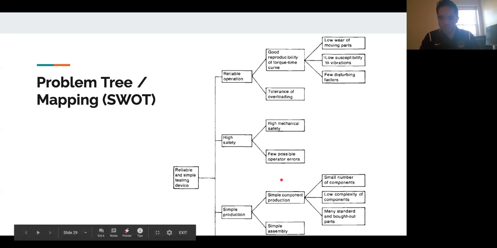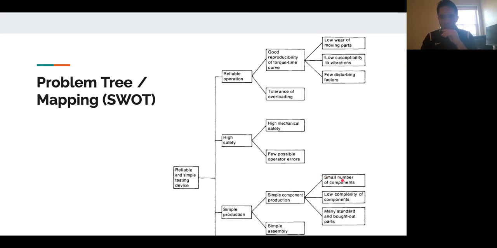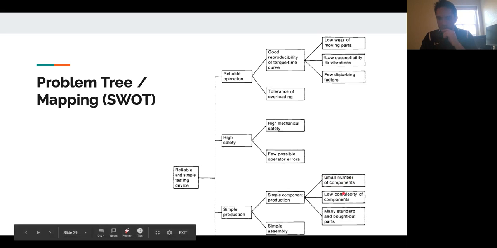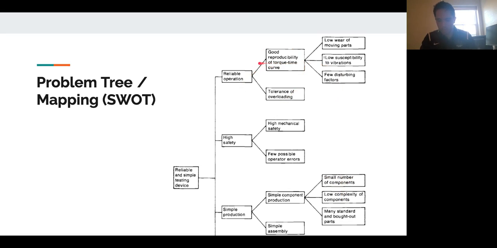For simple production, we want to ensure that the component is simple to produce and also simple to assemble. Then when we get to the next hierarchy, the engineering design requirements, to make a simple component production, it must have a small number of components. The components must have low complexity, and a simple component must have many standard and bought-out parts. Going back to reliability, the testing device must have low wear of moving parts, low susceptibility to vibrations, and few disturbing factors or external factors.